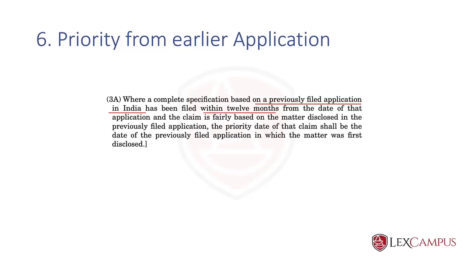So that's a requirement in India from the date of the application, and the claim is fairly based on the matter disclosed. The priority date of the claim shall be the date of the previously filed application in which the matter was first disclosed. It simply says that if you file two applications within a span of 12 months, the latter application can take the priority from the earlier application, provided the matter is fairly based. Now, this is an overlap with what we saw in subsection 2. It is definitely an overlap, but it tells you how to take priority from previously filed applications in India insofar as they are within 12 months.